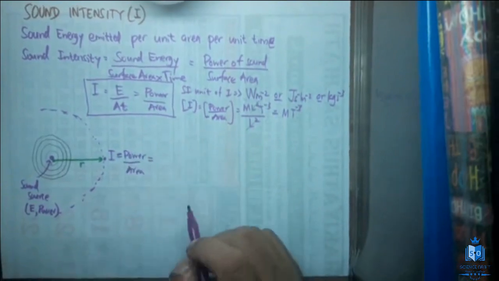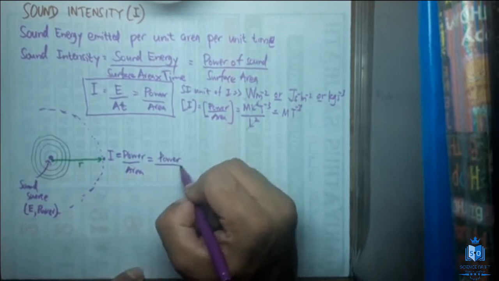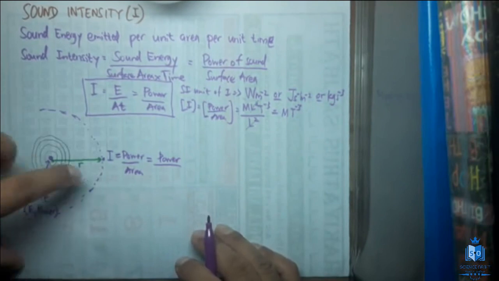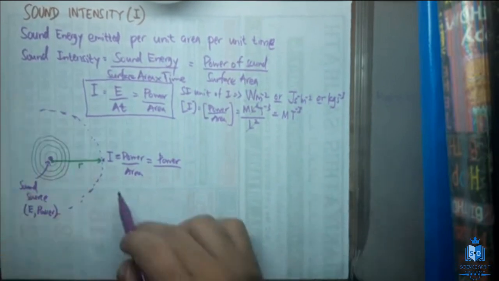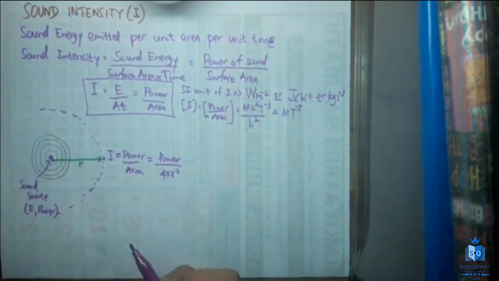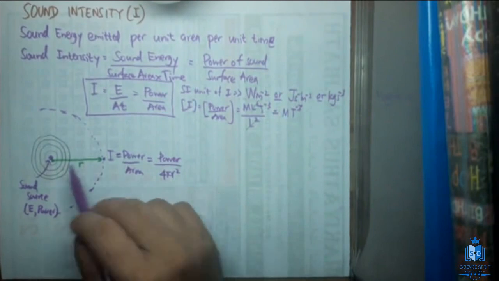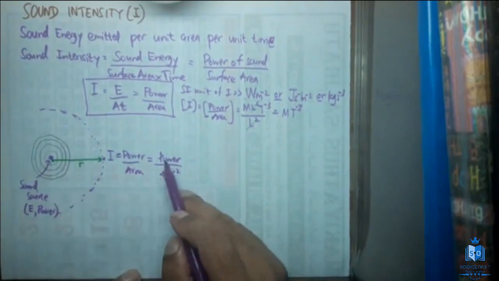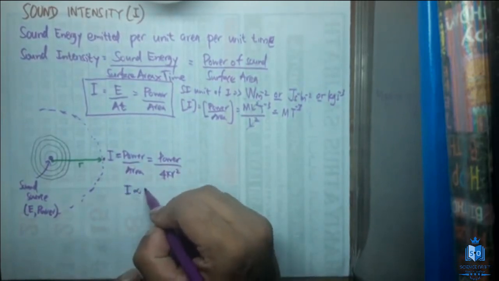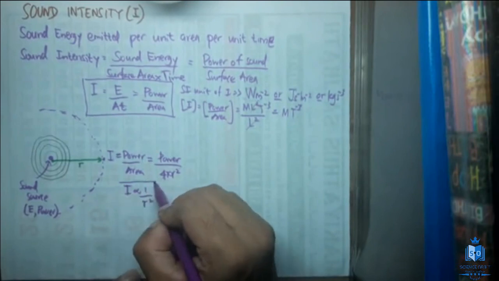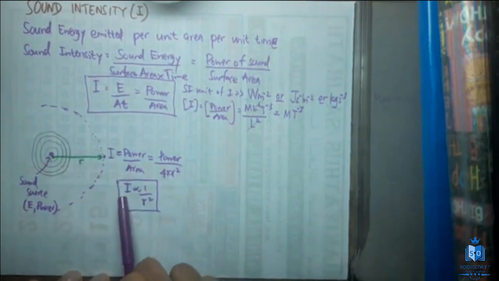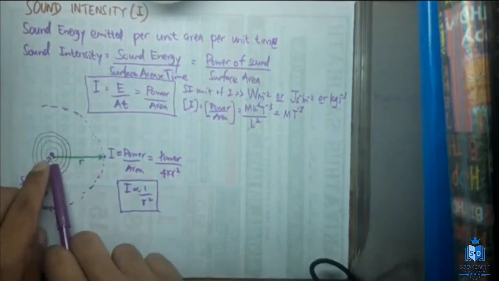And for area, this is not a circle, it's actually a sphere. So you have to put the surface area of that sphere. The equation is going to be 4 pi r square. That is the equation for the surface area. And if you don't change the sound source, power is going to be constant. 4 and pi are anyway constant. So you can finally say I is proportional to 1 over r square. If not, I is inversely proportional to r square. That means sound intensity will decrease as the distance from the sound source increases.